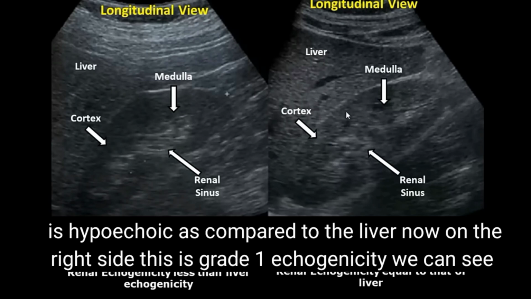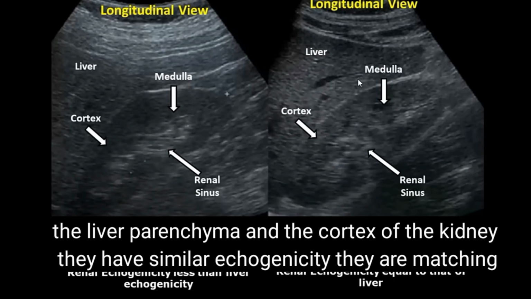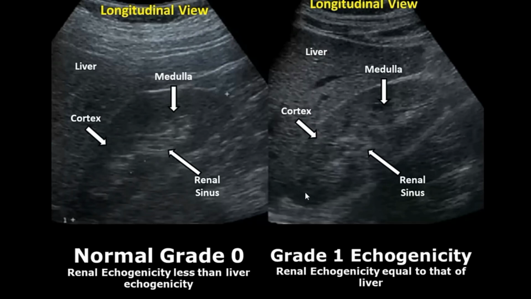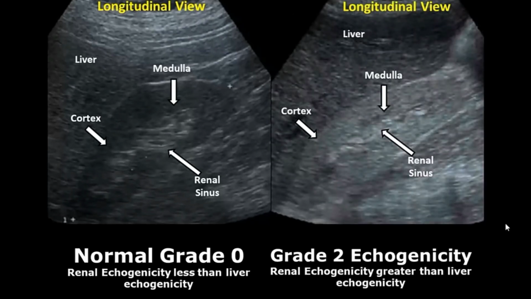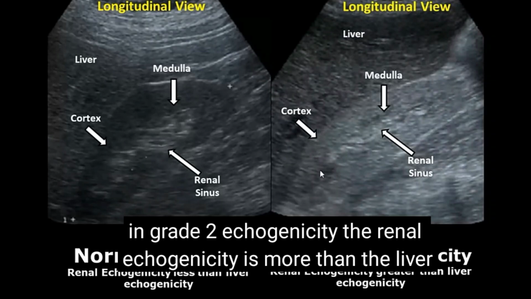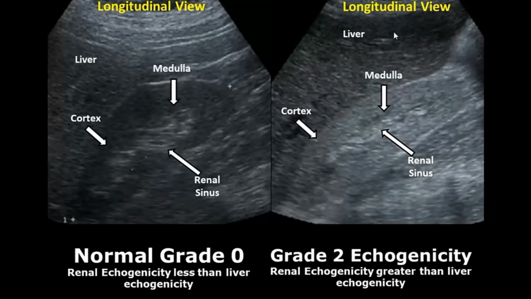Now on the right side, this is grade 1 echogenicity. We can see the liver parenchyma and the cortex of the kidney. They have similar echogenicity. They are matching. In grade 2 echogenicity, the renal echogenicity is more than the liver echogenicity.